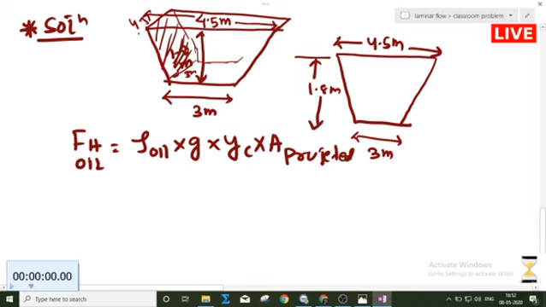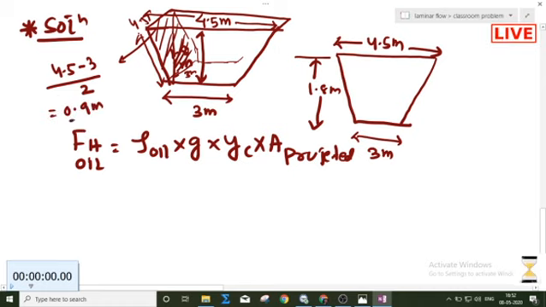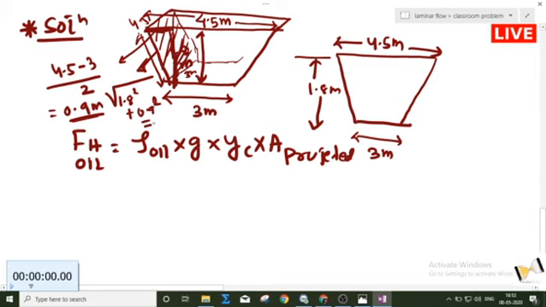You have to find this height. This height is given to you as 1.8. What is this distance? It will be equal to 4.5 minus 3 divided by 2. How much is it? This is 0.9 meter, and the other is given as 1.8 meter. Can you find this height? It is the square root of 1.8 squared plus 0.9 squared. It comes to 1.95, so this height we found is 1.95.